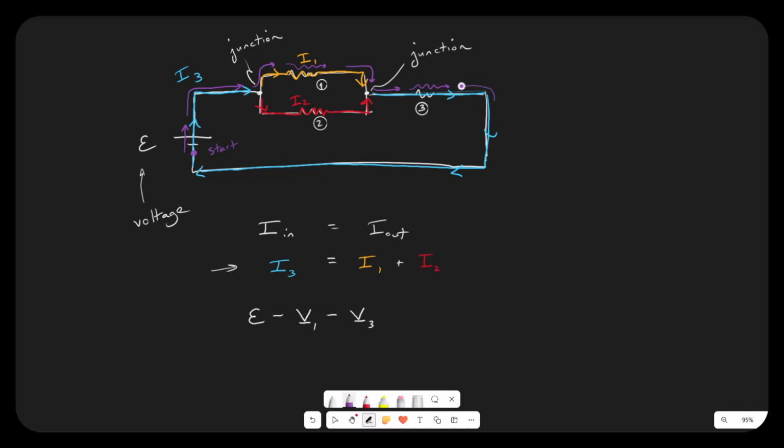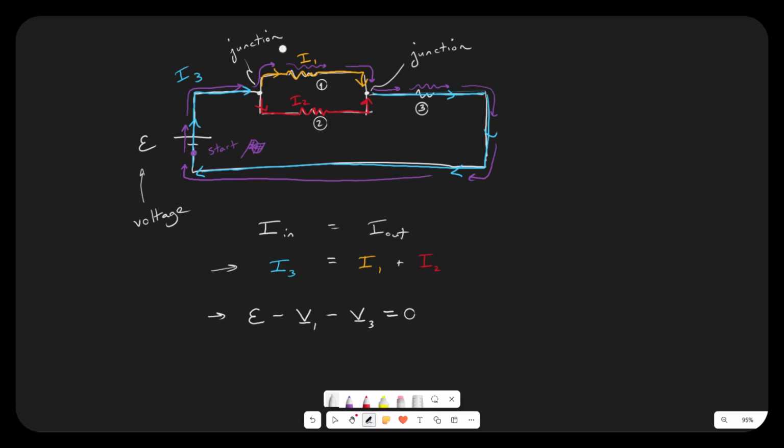Keep moving, bare wire, and I have reached my starting line again, which means I have finished this thing. Once I finish this thing, I'm going to say equals 0. That would be a second equation. I have 3 unknowns, so I'm going to need a third equation, so I will come up with that. But that's the idea.